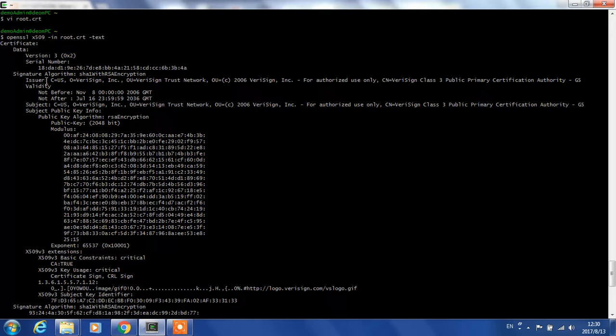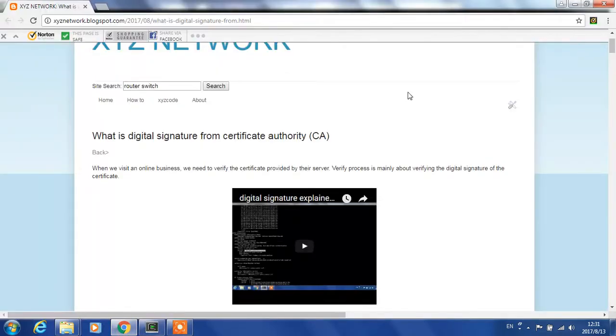And we see there is a serial number. This number is generated from VeriSign's public key, and it's unique. And OpenSSL stores this number somewhere, so that it knows it really came from VeriSign. And your browser does a similar thing.